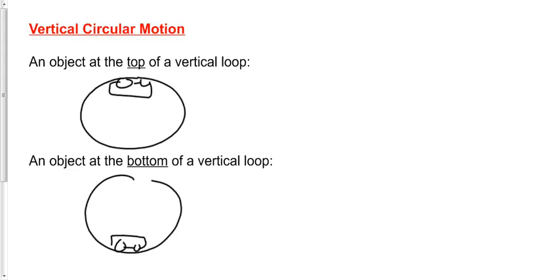Now, let's analyze the top first here. This object at the top of the circle, whether it's my keys on the end of the string, the lanyard, or whether it's a car on a roller coaster, this object at the top of the circle experiences multiple forces. The first force that it experiences is what? The most obvious one.